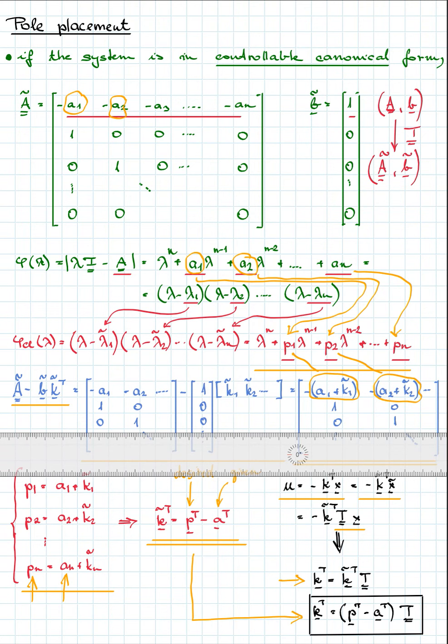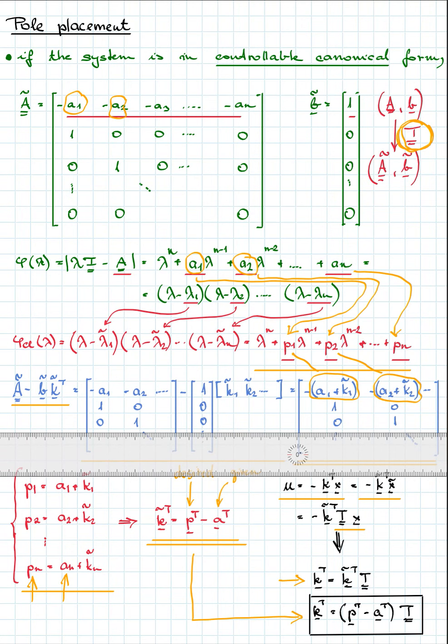And this transformation matrix is appearing here at the top of the page, with which we can realize the controllable canonical form of any system. And this is what I have not shown you before. And at the end of this page, we can conclude that there is a very, very simple way to make the pole placement technique if our system is in the controllable canonical form.